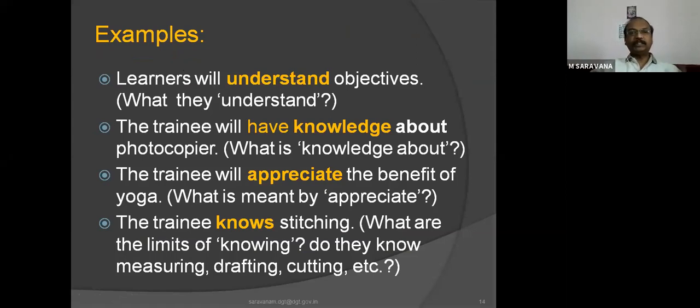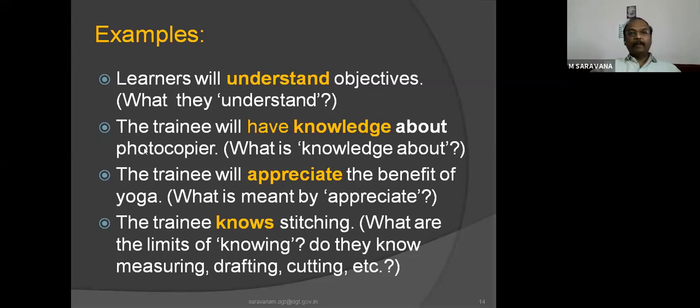We have to specifically mention what they will understand. After teaching the lesson, what they will be able to achieve, we have to specifically mention: whether they will define that, explain that, tell the types, write that, design that, draft it, cut, copy, paste. We have to use the terms in a measurable manner.